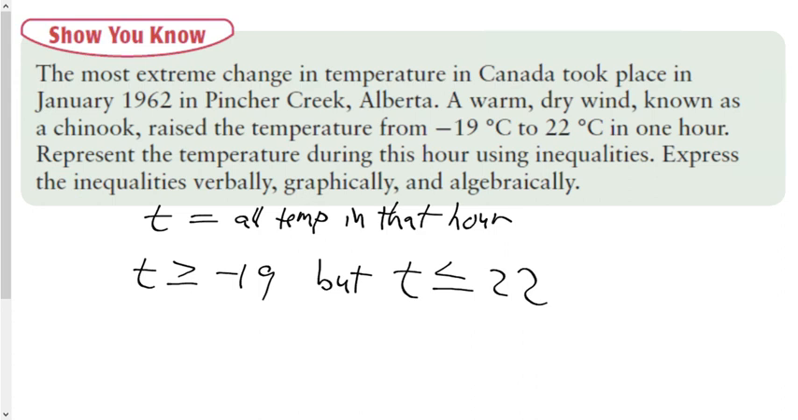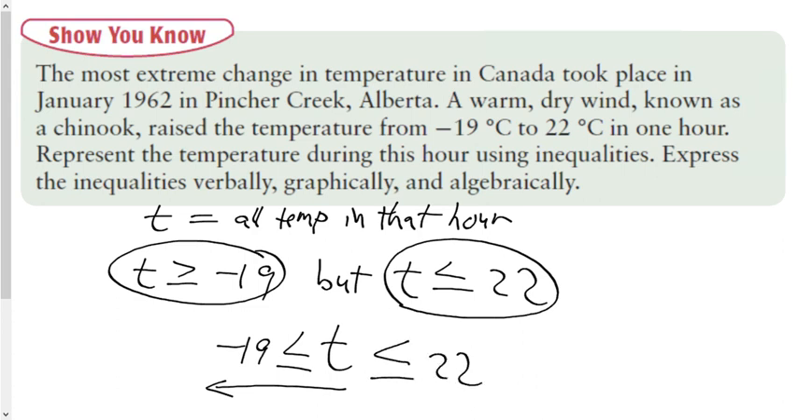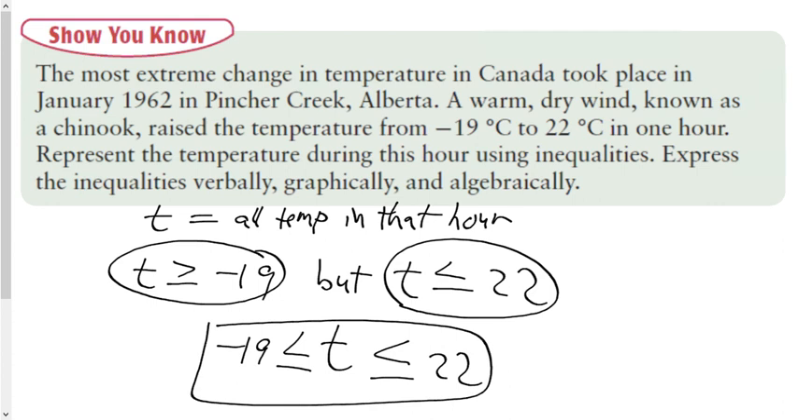But if we combine it, we're going to put t in the middle, and I'm going to read it this way. So I'm going to rewrite this one backwards. The temperature was greater than or equal to negative 19. Do you guys see how I did that? The temperatures were greater than or equal to negative 19. And then I'm going to write this one just the way it says, but the temperatures were less than or equal to a positive 22. So that's how we take a double inequality statement and make it into one like that. I have to read it from the variable: all temperatures greater than or equal to negative 19 and all temperatures less than or equal to positive 22.